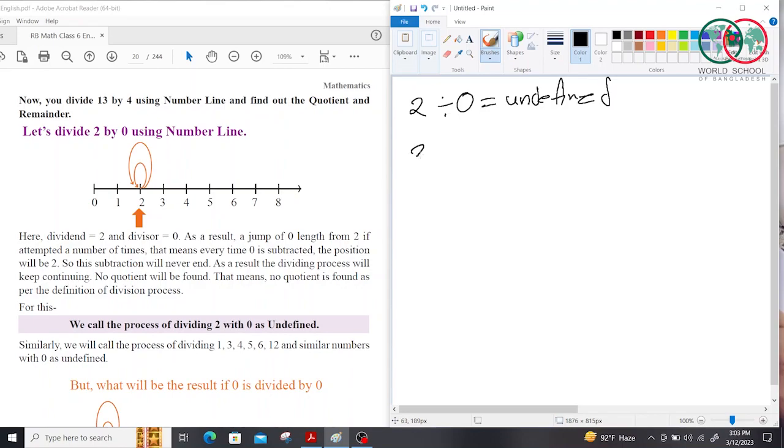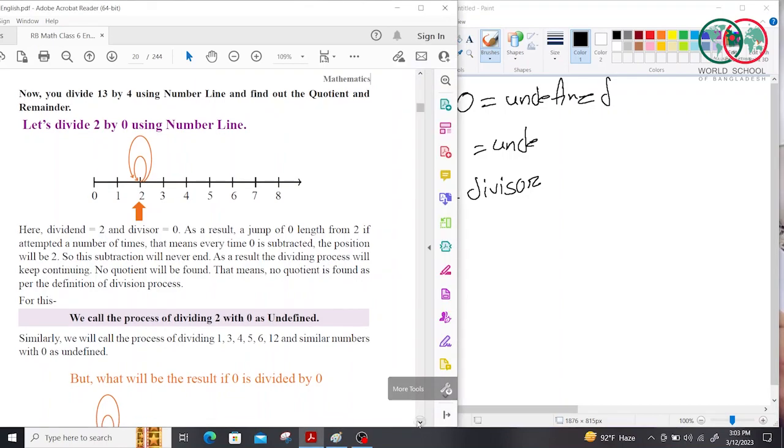Not only 2, anything divided by 0 will be undefined. In short, if 0 is our divisor, then our quotient will be undefined. That means we will not get any result.